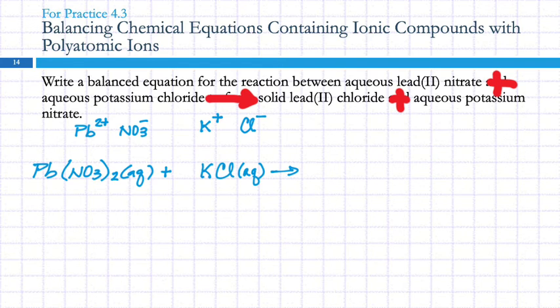Now, it's actually kind of convenient that we have these written out because the products here contain the same ions, they're just put together differently. So here we have lead 2 chloride. So that's this guy, lead 2, and chloride. So what's the formula for that? PbCl2. And we're told it's a solid.